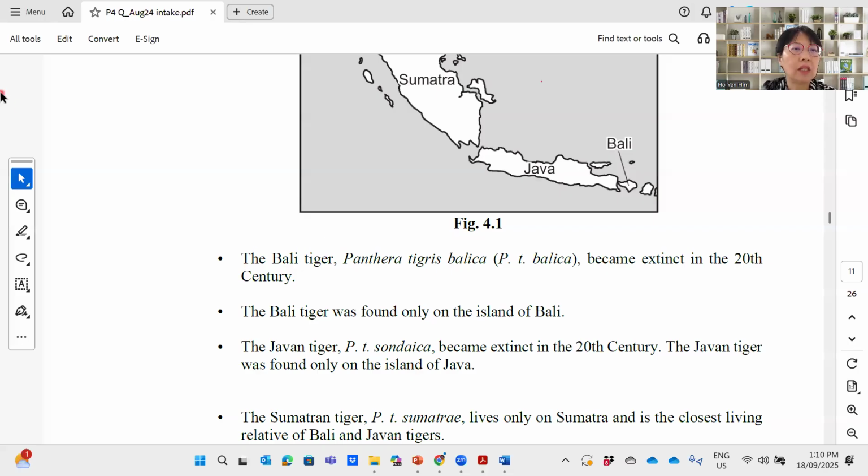They actually named the subspecies with an additional name, if you can see here. Panthera tigris is the species name, and then the last one, balica, because it's in Bali. P. t. sondaica, because it's in Java, and P. t. sumatrae, because it's in Sumatra. So these are the subspecies names of the species here. Okay, so let's look at the question next.